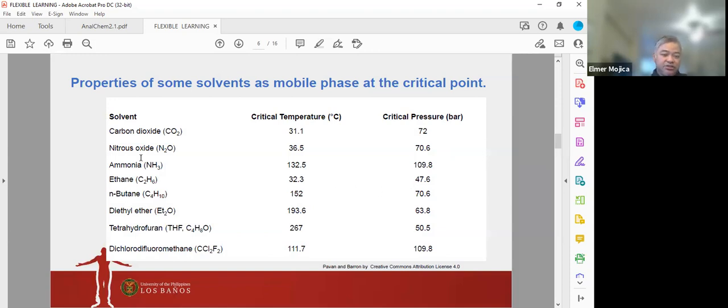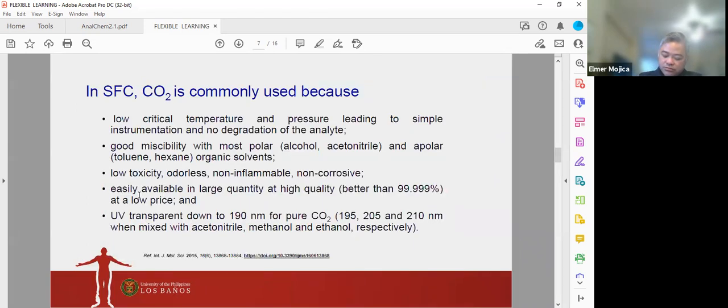But there are other solvents that can serve as mobile phase for supercritical fluid extraction. They include ammonia, ethane, diethyl ether, and tetrahydrofuran. But CO2, I think, is the one that is commonly available. So for SFC, CO2 is commonly used because, as I've told you, it has low critical temperature and pressure, leading to simple instrumentation. And at those conditions, there's really no degradation of the analyte.